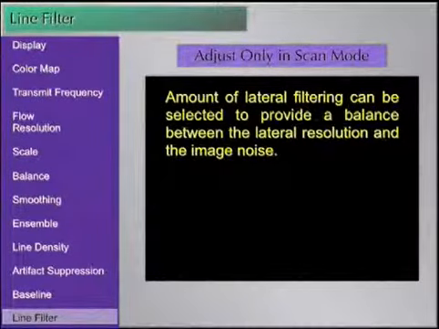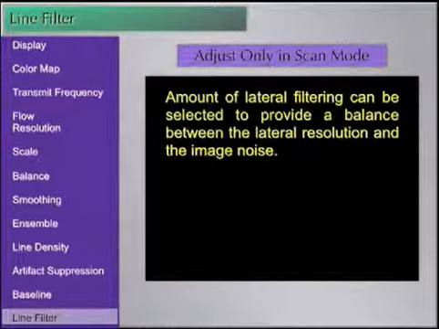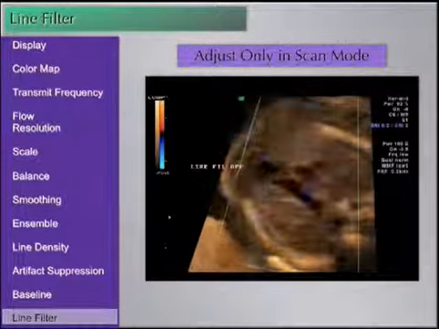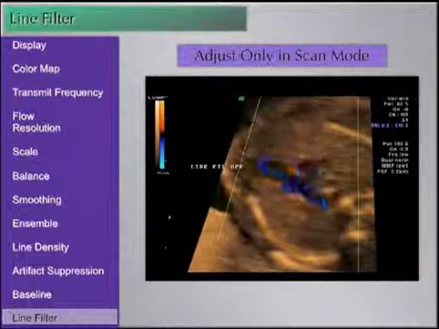Let's now examine the line filter setting. The line filter determines the amount of lateral filtering that occurs, which is the balance between lateral resolution and image noise. In this example, the line filter is off. Notice how the color is displayed beyond the borders of the vessels.